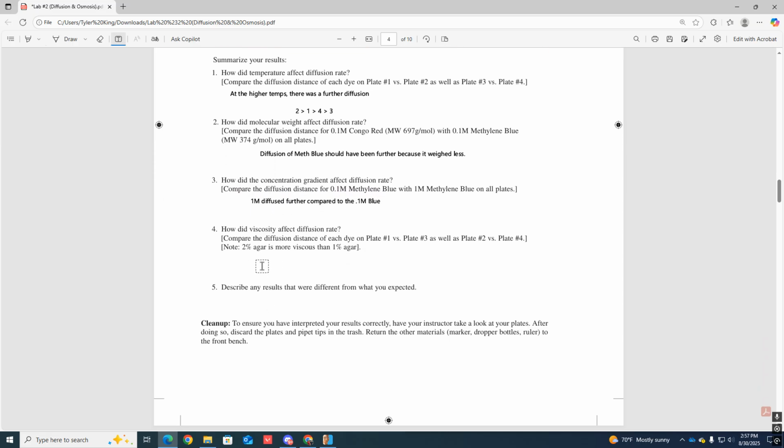And lastly, viscosity. What happened here? So we're comparing the plates, plate 1 versus plate 3, and then plate 2 versus plate 4. We have the 2% agar, which is more viscous than the 1% agar. So if the 2% is more viscous, what should have happened here is the higher viscosity diffused a shorter distance. Okay, and what the results should have been for this one was 1 greater, or 3 greater than 1, excuse me, 4 greater than 2. Okay, and then any results that were different from what you expected, you guys should have explained that there. But there's a lot of error.